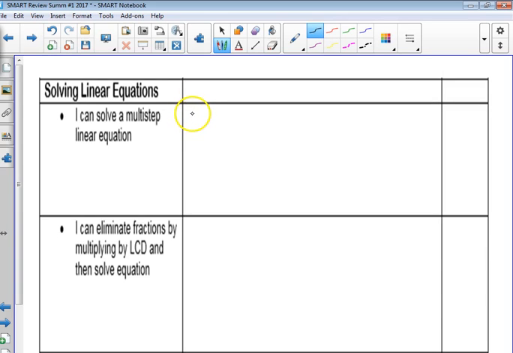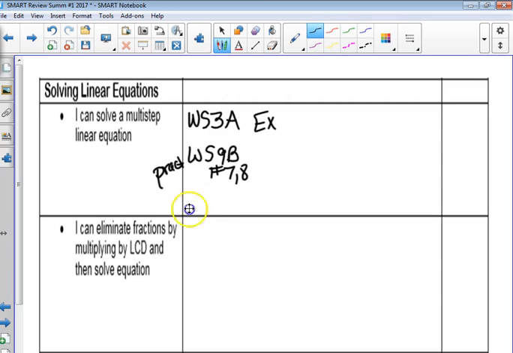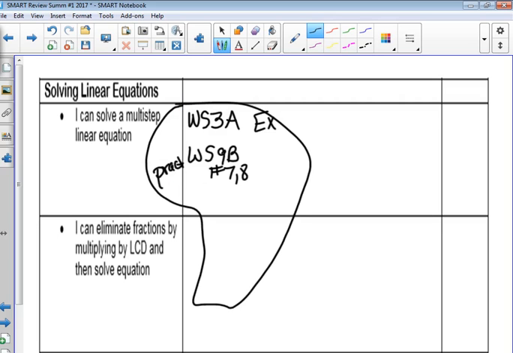This we talked about, I don't think we did actual examples until we did some of the odds together, right? So this was on worksheet 3A. If you want more practice, worksheet 9B has some numbers 7 and 8. So these were examples. Here's some more practice. And that really counts for both of those. Is that all right, guys? Both of these two. I don't know what that goofy shape is. Just pretend it's, I don't know, a light bulb?